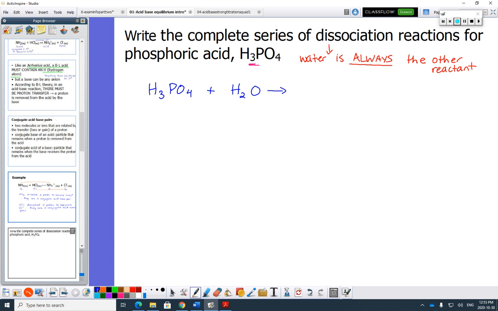When we do the math, like the ICE tables and the equilibrium math, we're only going to deal with monoprotic acids and bases that have only one proton gained.